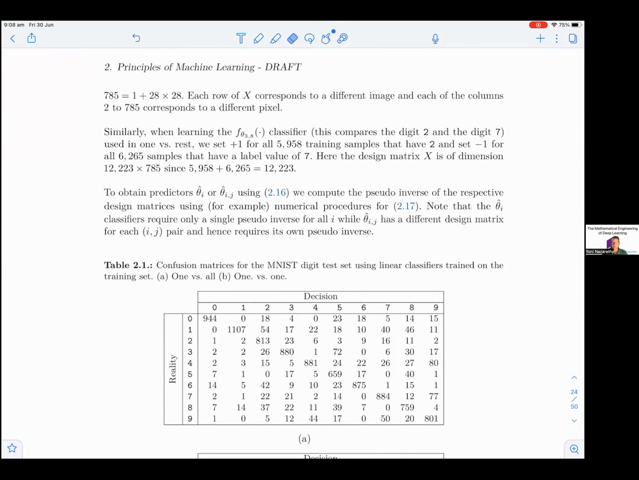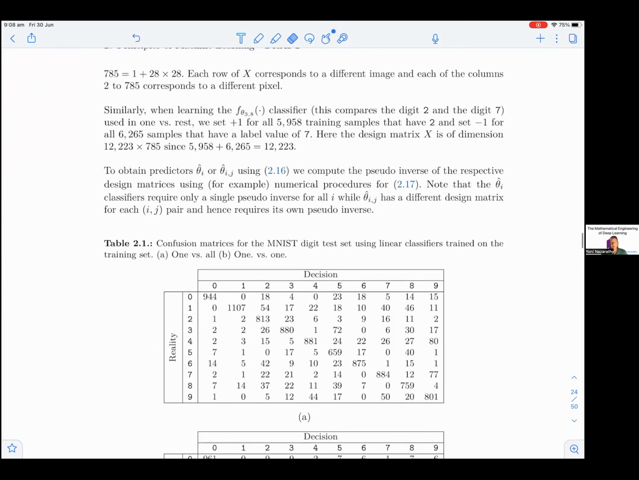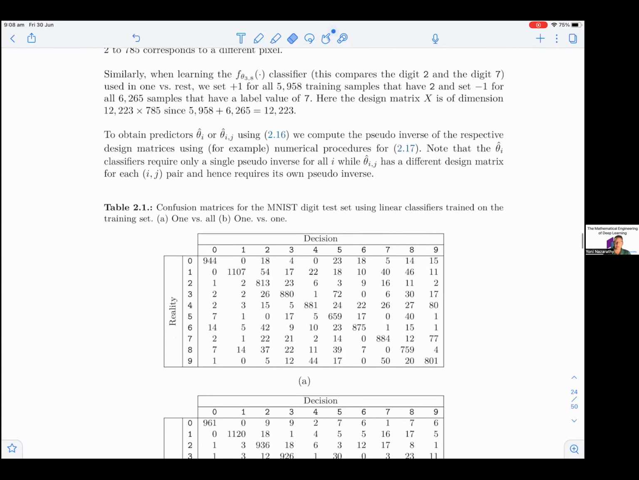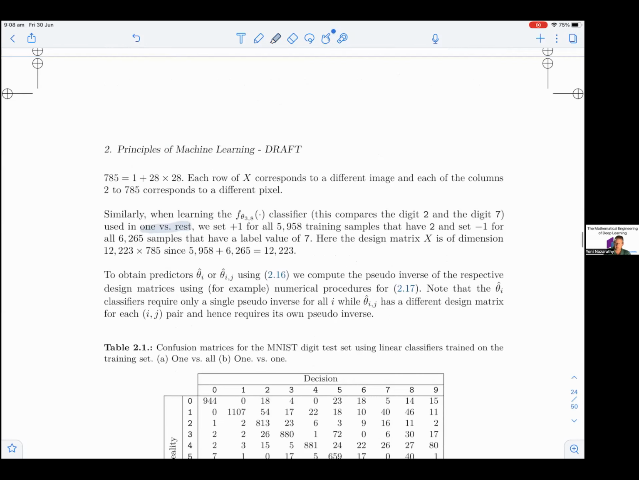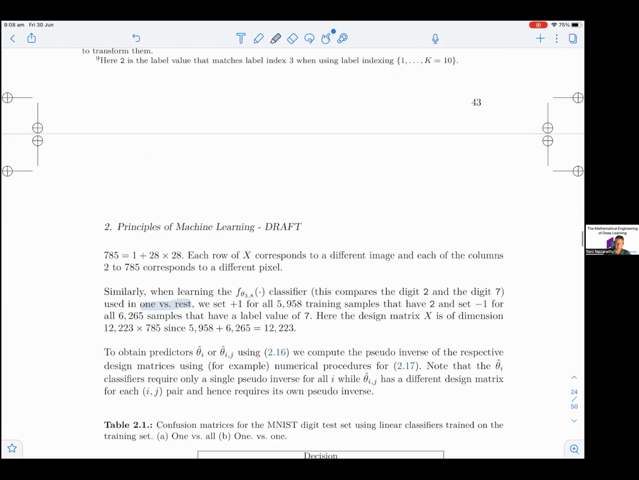Each row of X corresponds to a different image, and each of the columns 2 to 785 corresponds to a different pixel. Similarly, when learning the f theta 38 classifier, this compares the digit 2 and 7, right? 38 is label index 3, label index 8, which is digit 2 and digit 7, used in the 1 versus rest. This is a mistake. That's the 1 versus 1 case, not the 1 versus rest case.